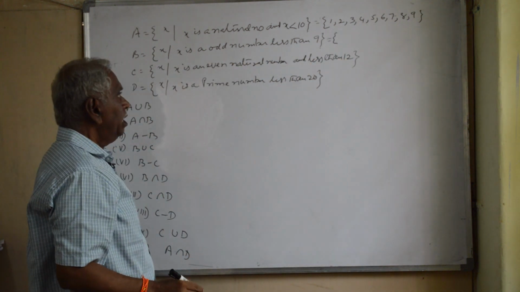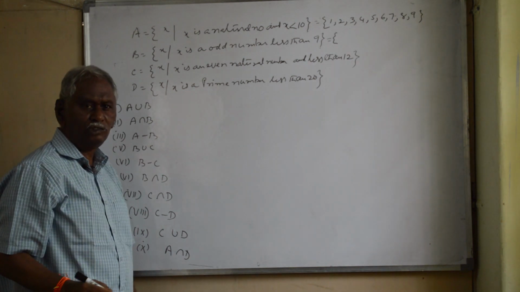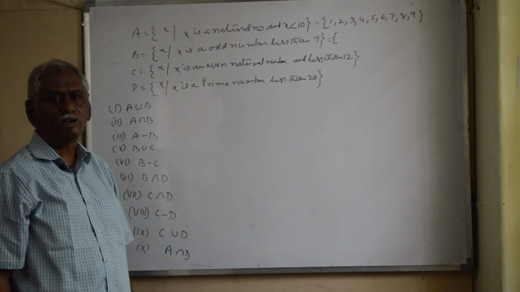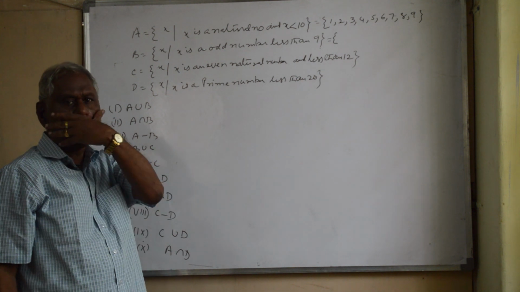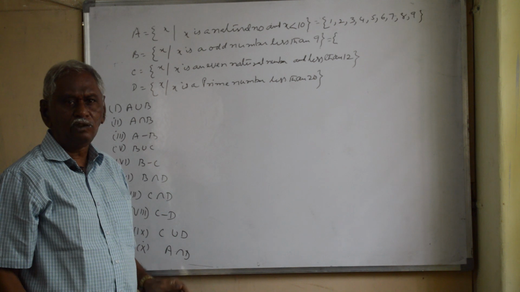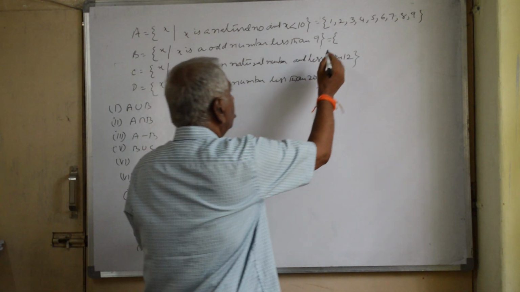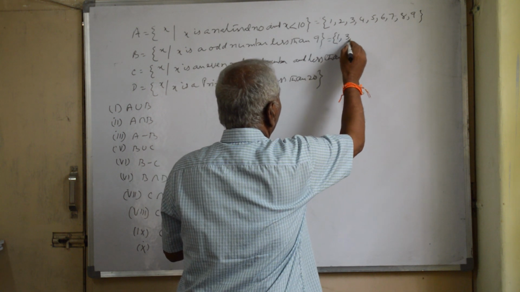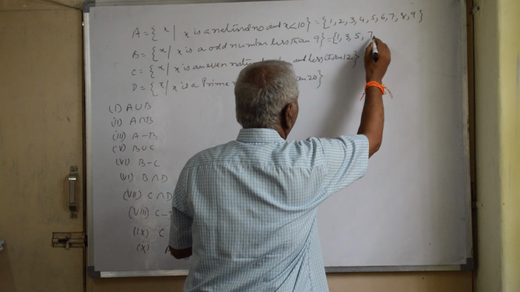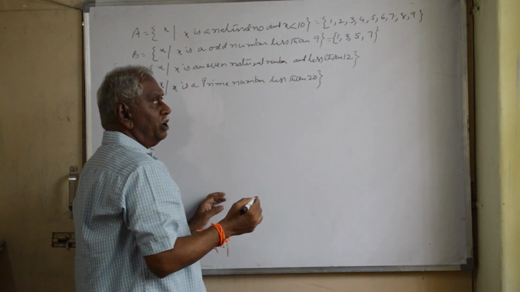Next one. X is an odd natural number less than 9. The numbers which are not divisible by 2 are called odd numbers. You must see what the odd numbers are: 1, 3, 5, 7, because it is less than 9. So we say B is 1, 3, 5, 7.